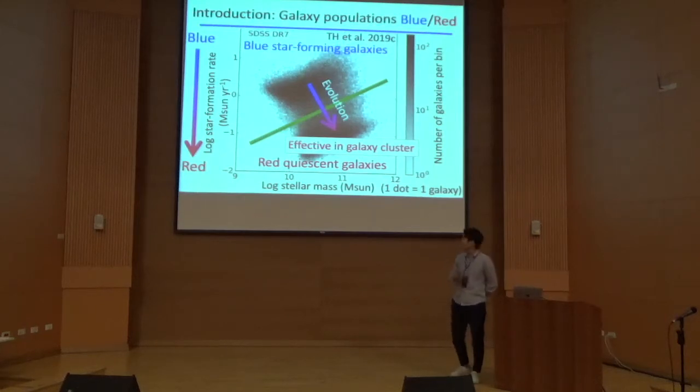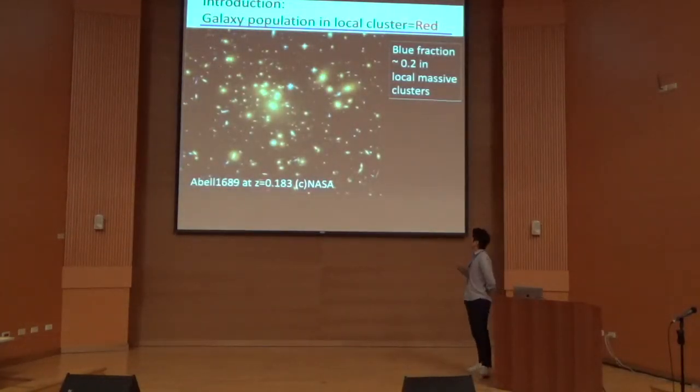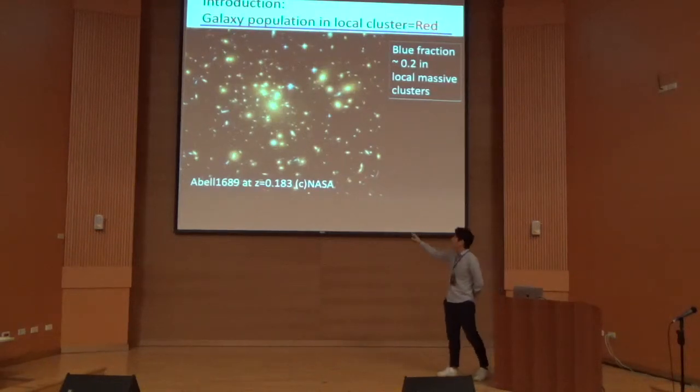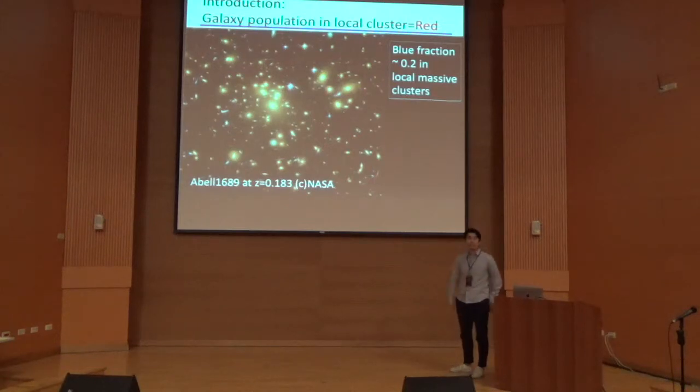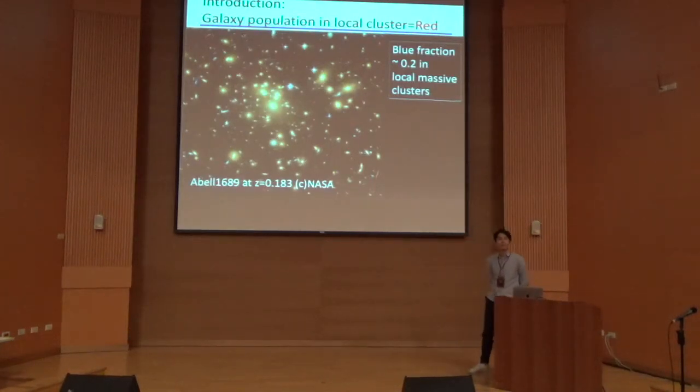It is also well known that this evolution is quite effective, especially in galaxy cluster environments. As a consequence, if we look at the local galaxy cluster environment, we can see that member galaxies of local galaxy clusters are basically dominated by the red population. I just show an example of a local galaxy cluster, taken from Abell cluster at radius 0.18. As you can see, basically member galaxies are red here. The blue fraction, which is the number fraction of blue star-forming galaxies in cluster environment, is typically as small as 0.2 observationally in massive cluster environments in the local universe. So this is observational evidence.